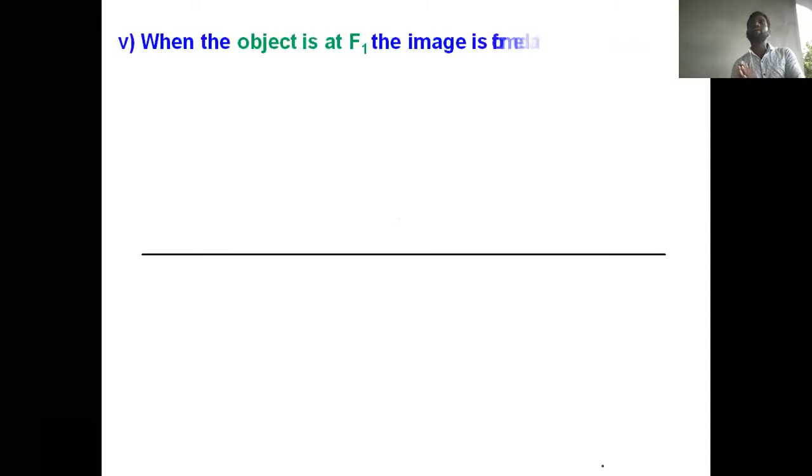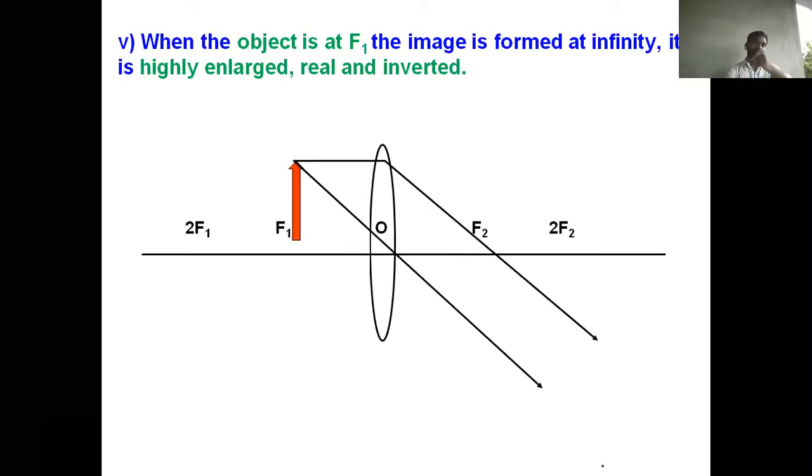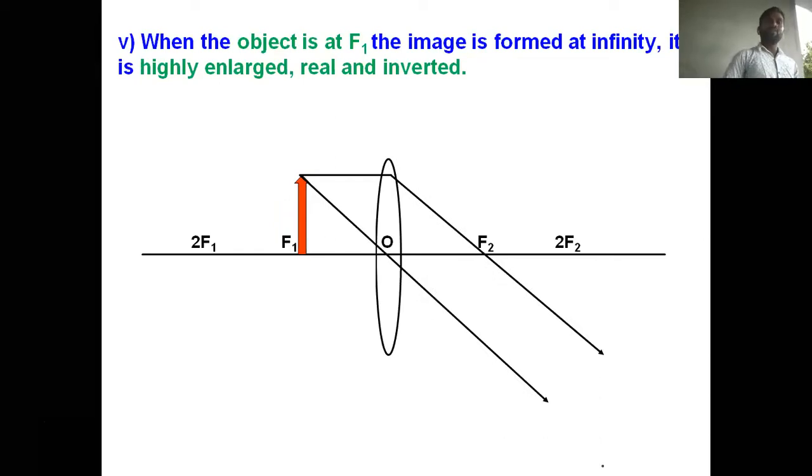What is the fifth case we have? When the object is at f1, I place the object directly in front of the lens at f1. Then the image is formed at infinity. Now observe the nature of the image. Look here, I place the object. The object is represented with a red colored arrow, and this is the object height. The object is kept at f1.